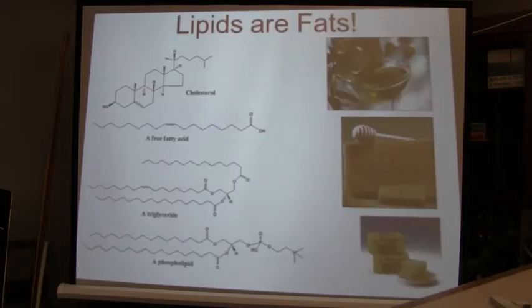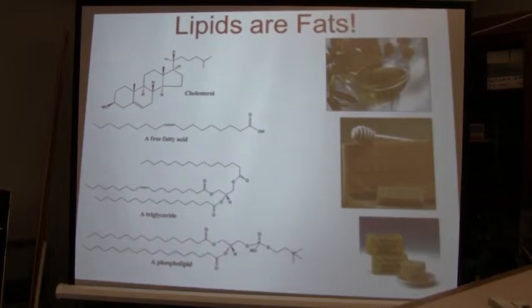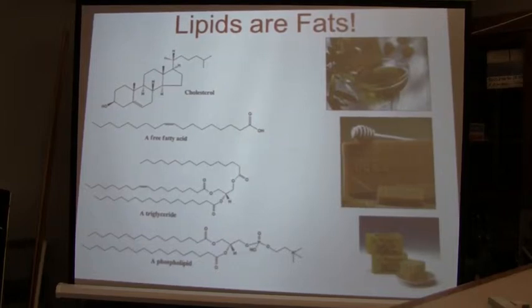Essentially, lipids are fats. Every natural fat that you ever come in contact with is essentially a lipid. Some things are fats that you don't think of as fats. Wax is a fat. Beeswax is a fat. It's a lipid. These are three chemical examples of lipids, and these are just picture everyday examples of lipids.